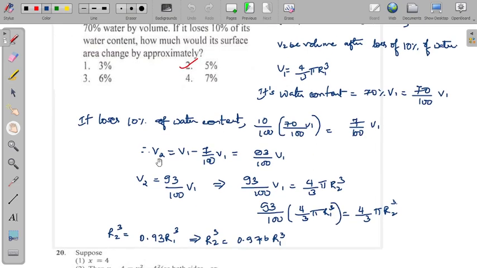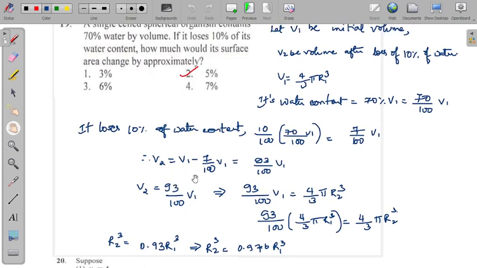Therefore, the volume after loss will be V2 equal to V1 minus this much percentage of water content lost. So that gives you 93 by 100 into V1. So V2 equals 93 by 100 into V1. That is 4 by 3 pi r2 cube. So that gives you 93 by 100 into 4 by 3 pi r1 cube. So this all cancels. It gives you r2 cube equal to 0.976 r1 cube. So take the cube root of this.